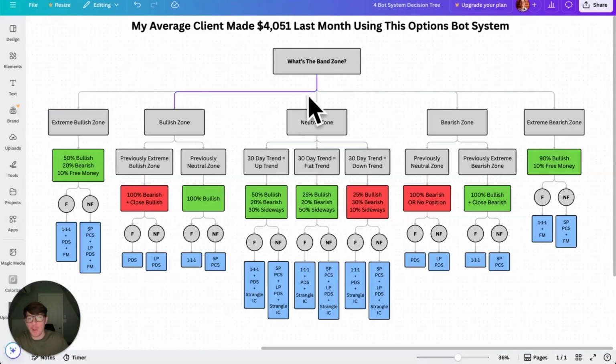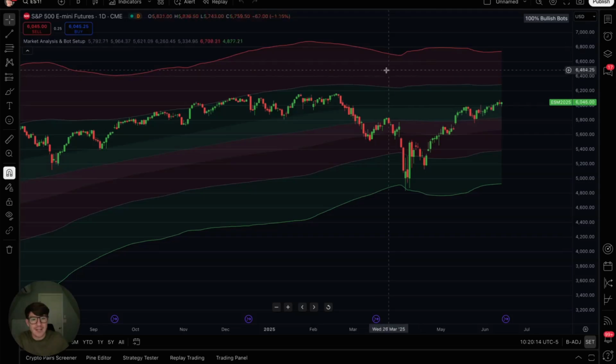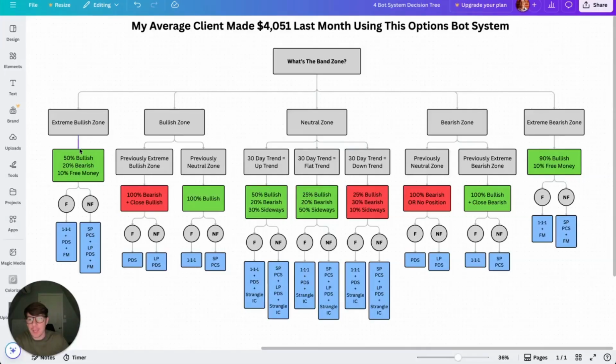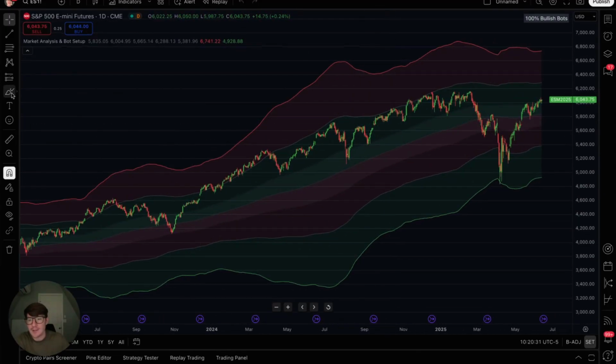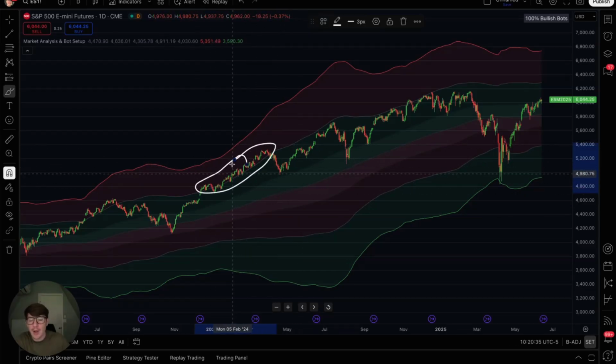We're in extreme bullish zone. So say the market is overextended to the upside. Quite simply, we're going to be trading bullish. We're going to be making money to the upside because we don't want to not make money when the market is trending higher. But we're also going to have on some bearish trades so that in case the market turns around, we can have that protection. So here's a great example. You can see we're in this red zone, but the market is trending higher, and we don't want to not make money when the market is trending higher.